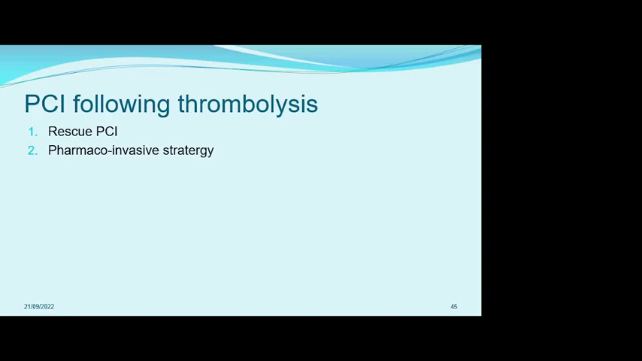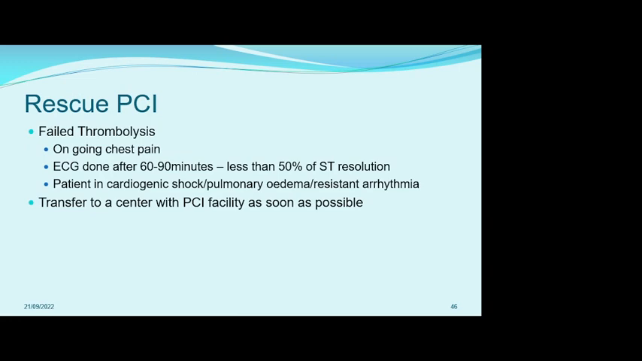And what should you do following thrombolysis? If the patient undergoes thrombolysis, there are two options. One is rescue PCI and the other is pharmacoinvasive. Rescue PCI is done when the patient failed to achieve successful thrombolysis. So the patient may be having ongoing chest pain. If you do the ECG 60 to 90 minutes, so 1 to 1.5 hours after the thrombolysis, more than 50% of the ST elevation should come down. So if you take the maximum ST elevation in any lead, that should come down by 50% in 1.5 hours' time.